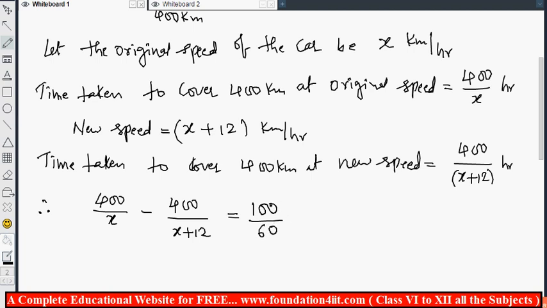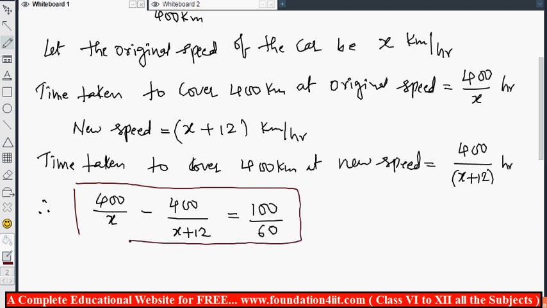Okay, you must know why I am taking 1 hour 40 minutes. 1 hour is 60 minutes plus extra 40, that is 100 minutes, but you need to convert into hours because the time taken is in hours only. So this is the main step. From this one, if you simplify, you'll get the value of x. So making the quadratic equation is very important.